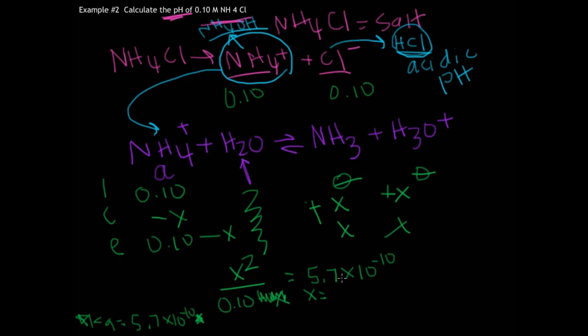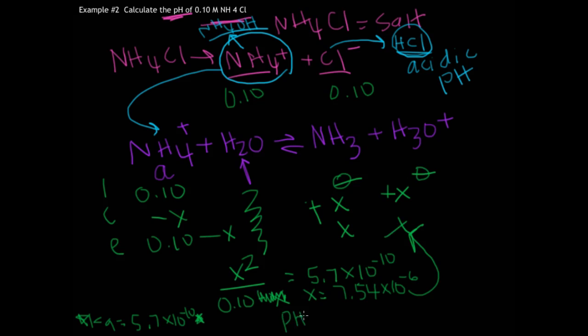I guess I better plug in my calculator. 5.7 times 10 to the negative 10 times 0.1, square root, answer. I'm getting 7.54 blah blah blah. There's actually a lot more bigger numbers. Times 10 to the negative 6th molar. Okay. Well, that is H3O plus, aka H plus.